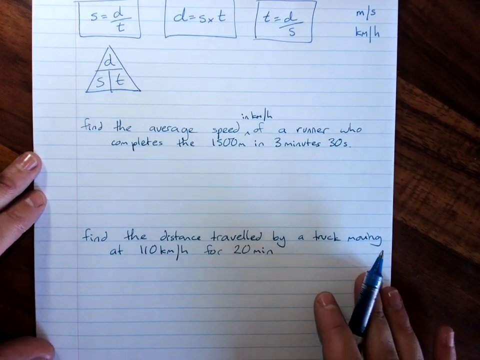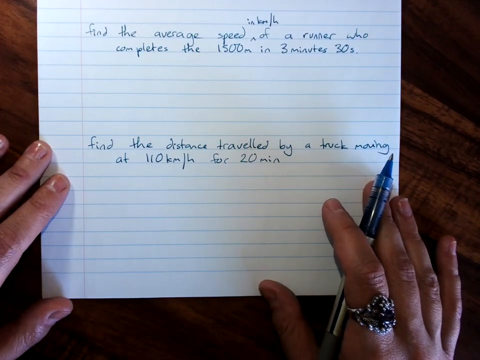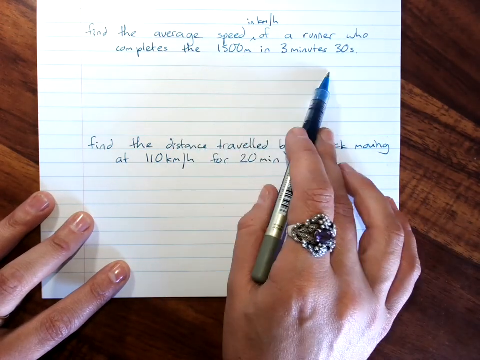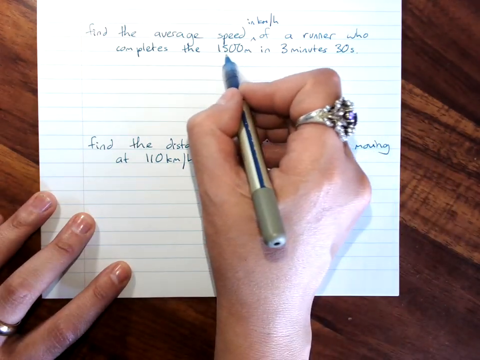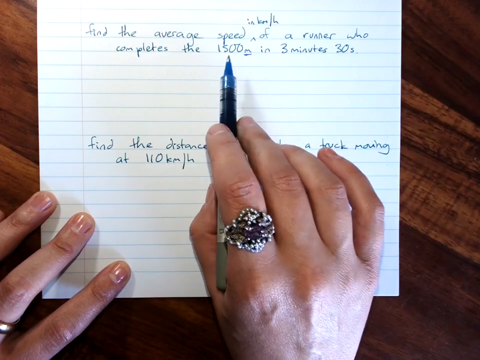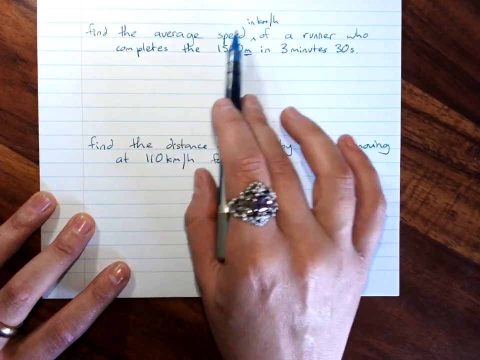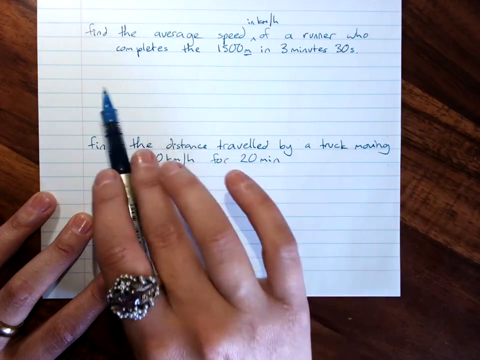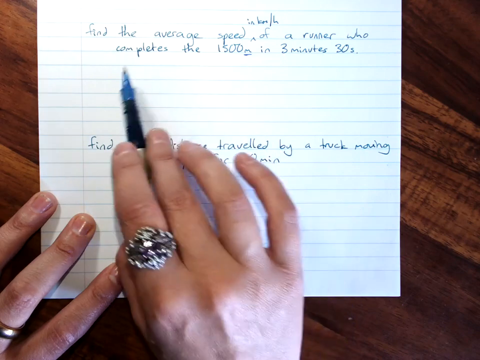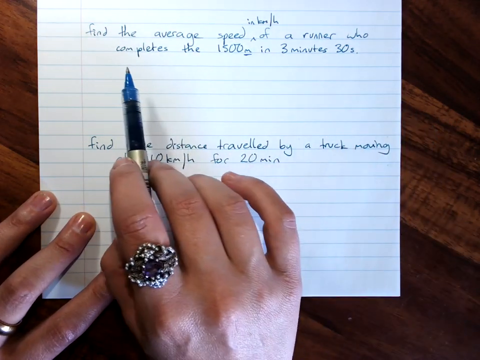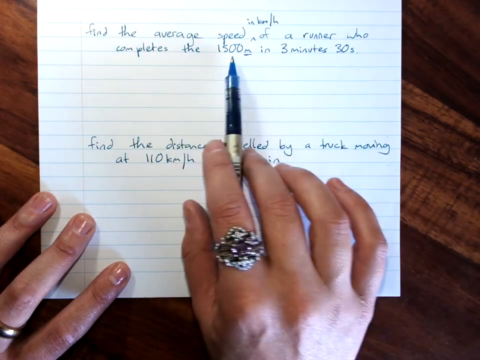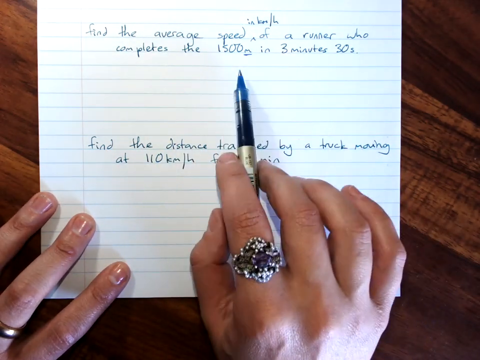So, find the average speed in kilometres per hour of a runner who completes the 1500 metres in 3 minutes 30 seconds. Now they've given me the distance in metres and time in minutes and seconds. So we could go with finding the speed in metres per second and converting, or we could go with changing this to kilometres and this to hours and just calculating it. It's up to you. We'll learn converting later, so converting metres per second to kilometres per hour.